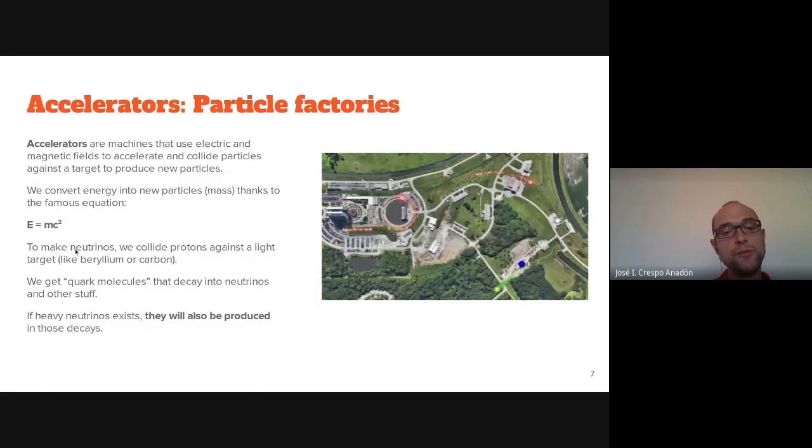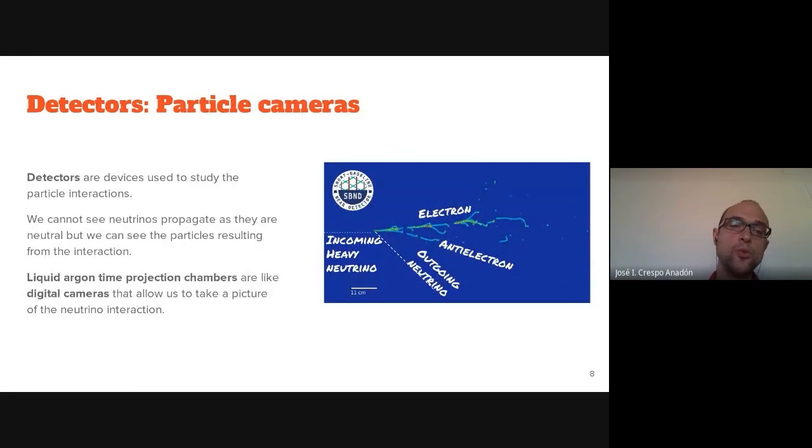So how do we make those neutrinos? Basically, we collide protons against a light target, for example, beryllium or carbon, and from there we get those quark molecules I was talking to you about before. And those molecules are actually unstable and they decay into things, for example, neutrinos. The point here is that if the heavy neutrinos do exist, those quark molecules should also decay into the heavy neutrinos. And you can see here an animation of how the accelerator chain is working, in which the protons are fired and then accelerated in a circular accelerator and then oriented towards the target where they collide and produce the neutrinos.